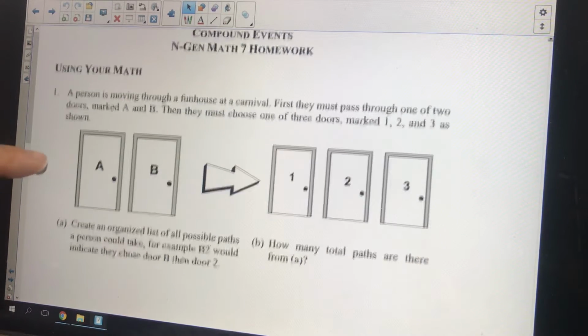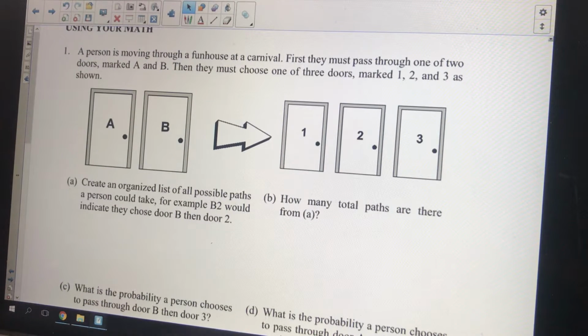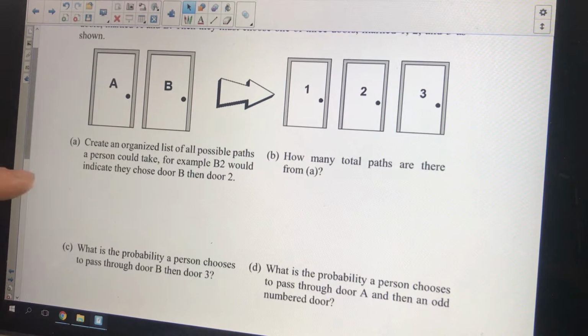Let's get through these. A person is moving through a fun house at a carnival. First, they must pass through one of two doors marked A and B, and then they must choose one of the doors marked 1, 2, and 3. Create an organized list of all the possible paths the person could take.